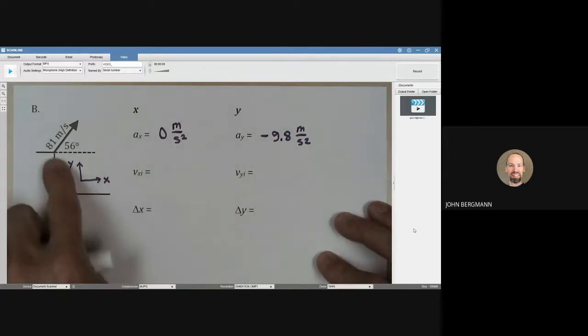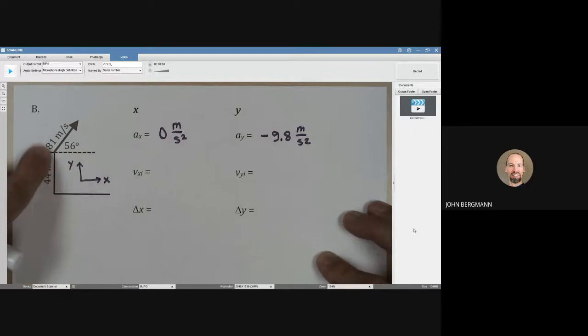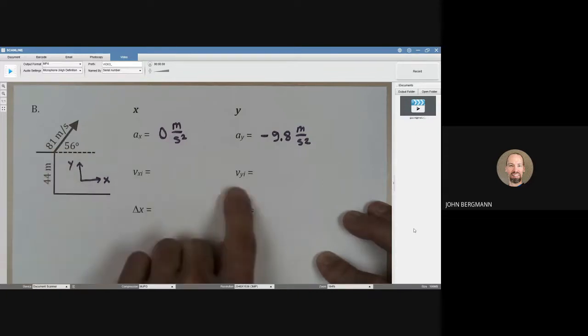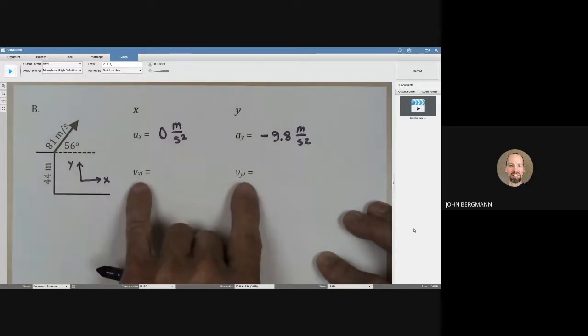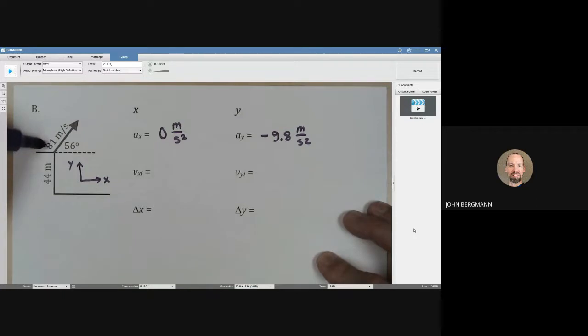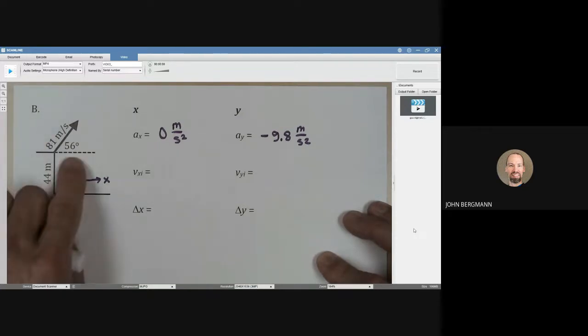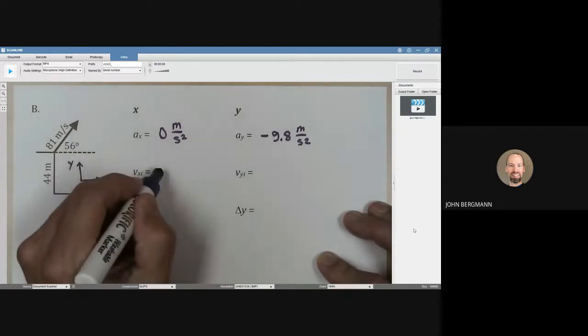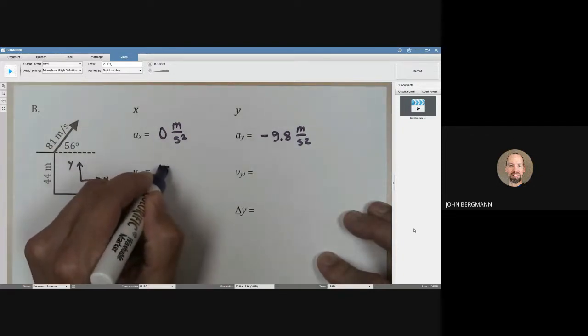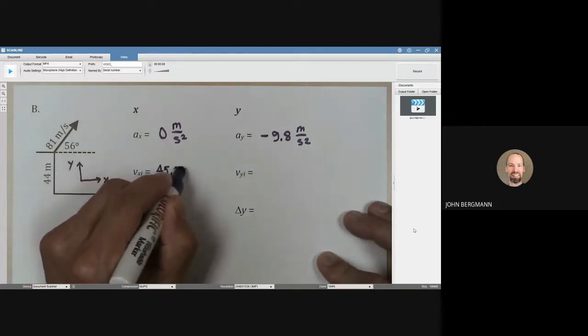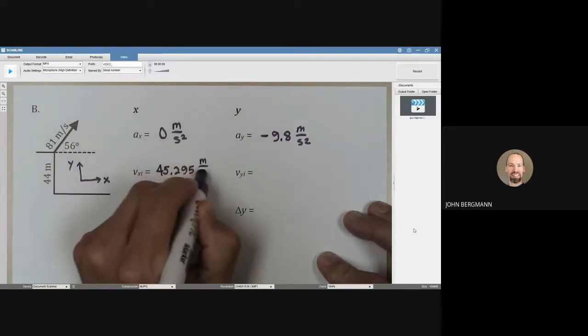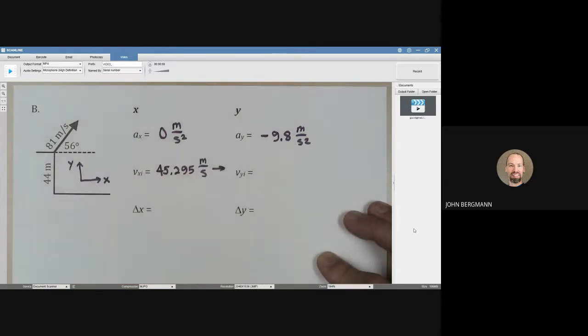We know that anytime we launch something at an angle, the first thing we need to do is find its initial horizontal and vertical components. So if you use sine and cosine in conjunction with this 81 meters per second and this angle of 56 degrees, I got Vxi to be 45.295 meters per second.